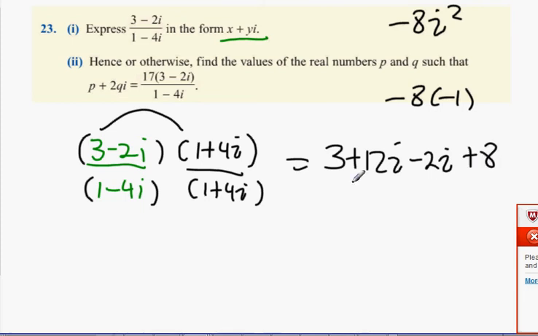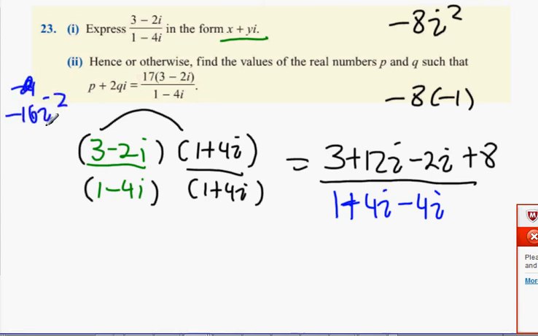Then on the bottom, what we're going to have is 1 times 1 is 1. 1 times 4i is plus 4i. Minus 1 times 4i is minus 4i. And then finally, minus 4i times 4i is minus 16i squared. That i squared represents a minus 1. Minus 16 times minus 1 is plus 16. Let's put it in here.